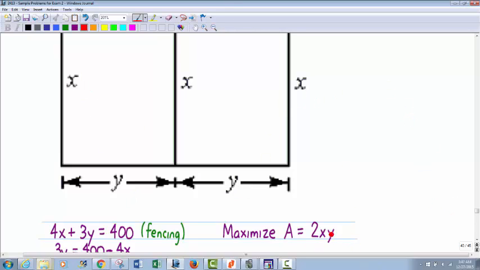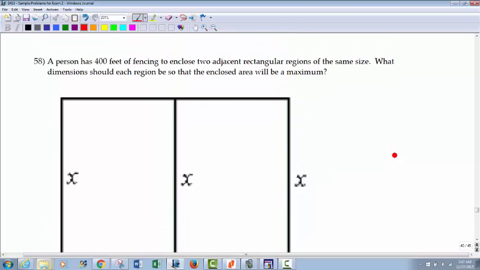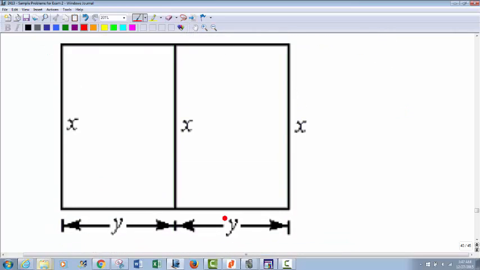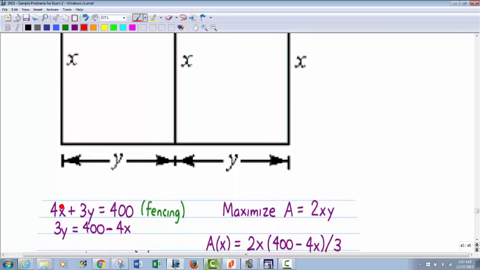Either way, you get 2xy as the area of the two rectangles. We have 400 feet of fencing to make this happen. So there are 3 values of x, and like I said before, there are 4 values of y because there are 2 up on top. That didn't affect the area, but it does affect how much fencing we have. So that's why we have this equation.